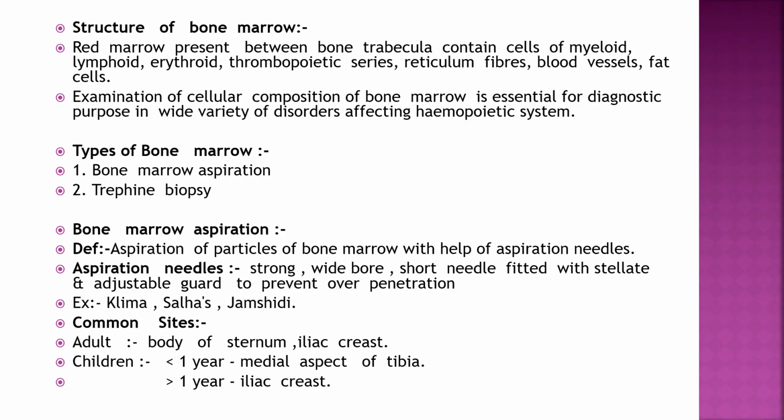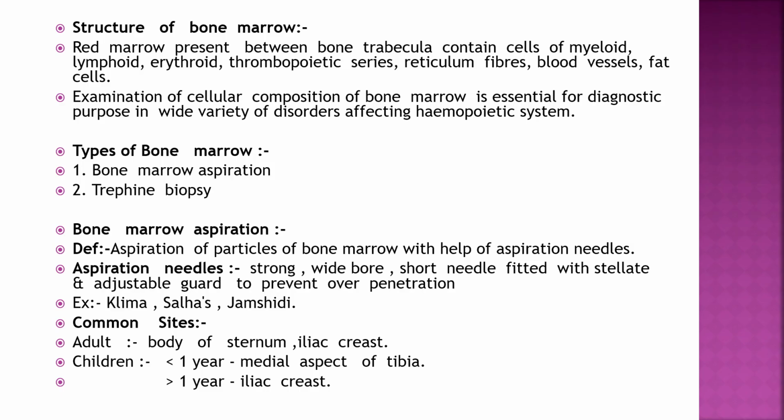Today we are going to discuss bone marrow examination. Structure of bone marrow: red marrow is present between bony trabeculae, which contains cells of myeloid, lymphoid, erythroid and thrombopoietic series, and reticulum fibers, blood vessels and fat cells. The examination of the cellular composition of bone marrow is essential for diagnostic purposes in a wide variety of disorders of the hemopoietic system. The types of bone marrow examination are bone marrow aspiration and trephine biopsy.